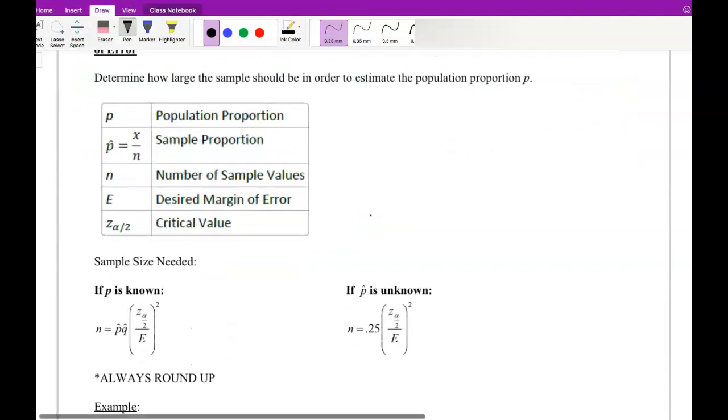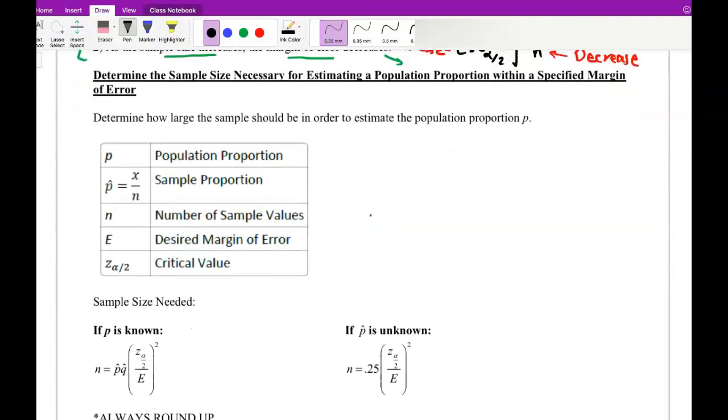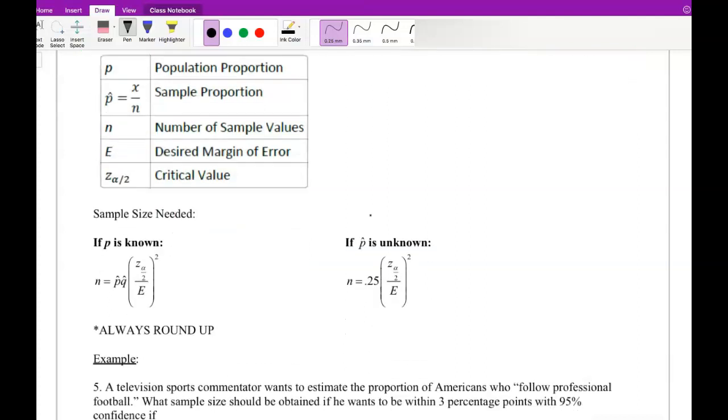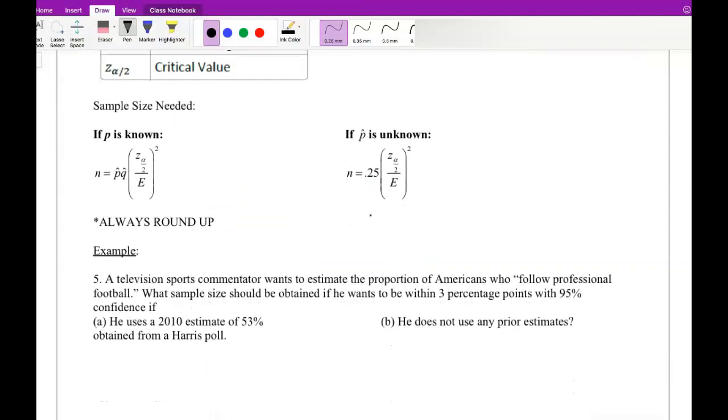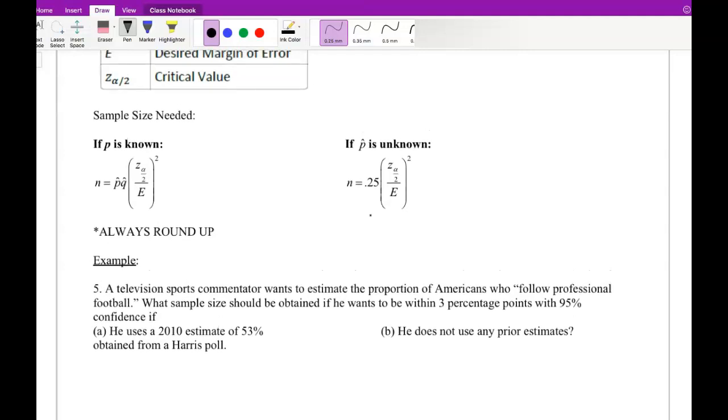Okay, now let's work on finding sample size. So to find sample size, if you have any information about P, you're going to use this part. If you don't have any information about P, then you need to use this to find N.